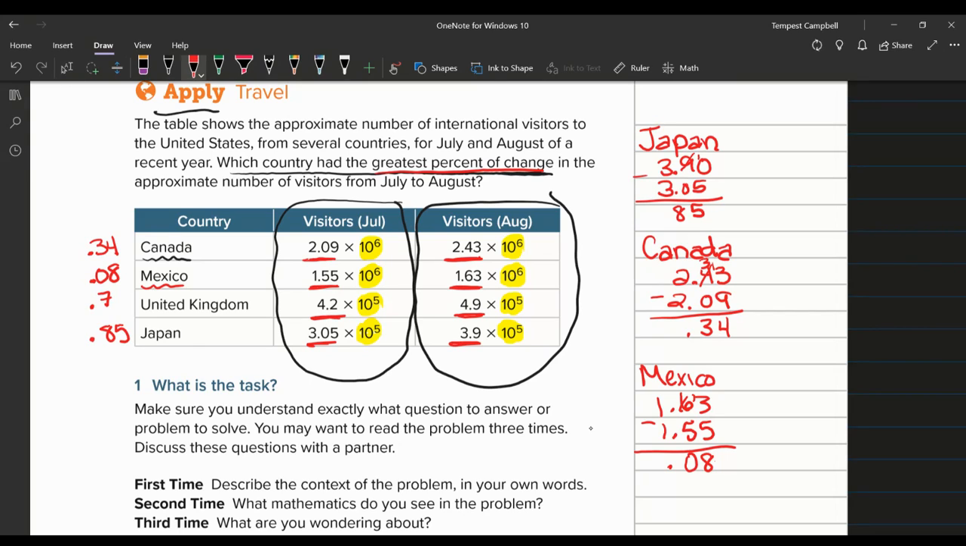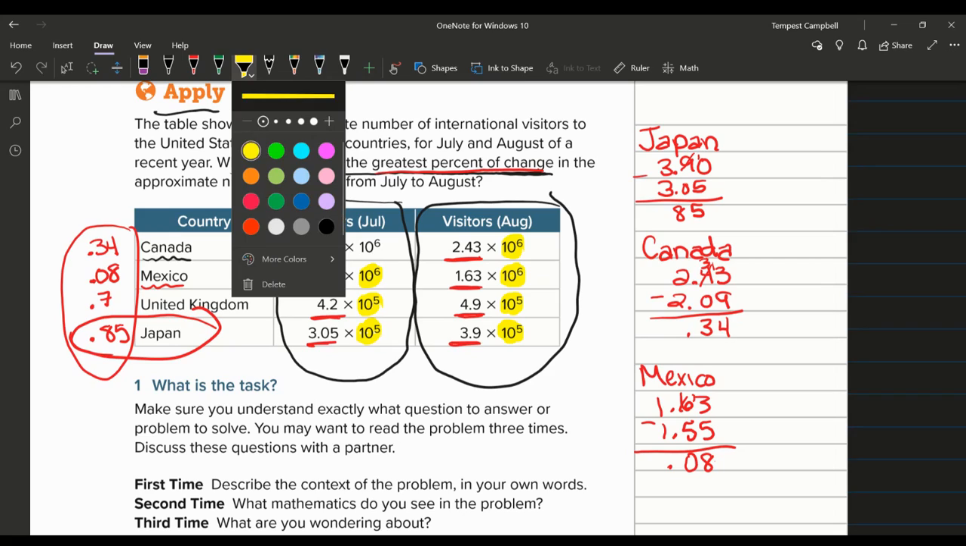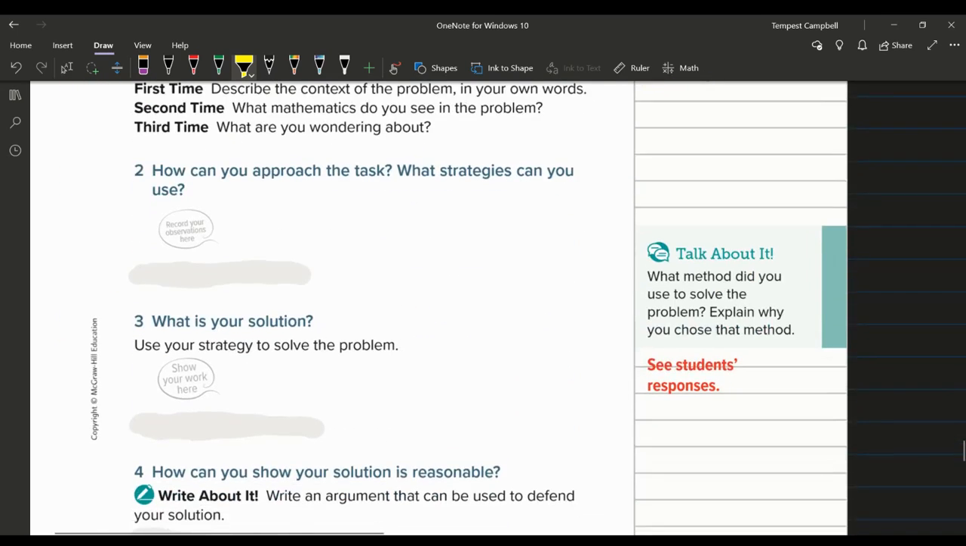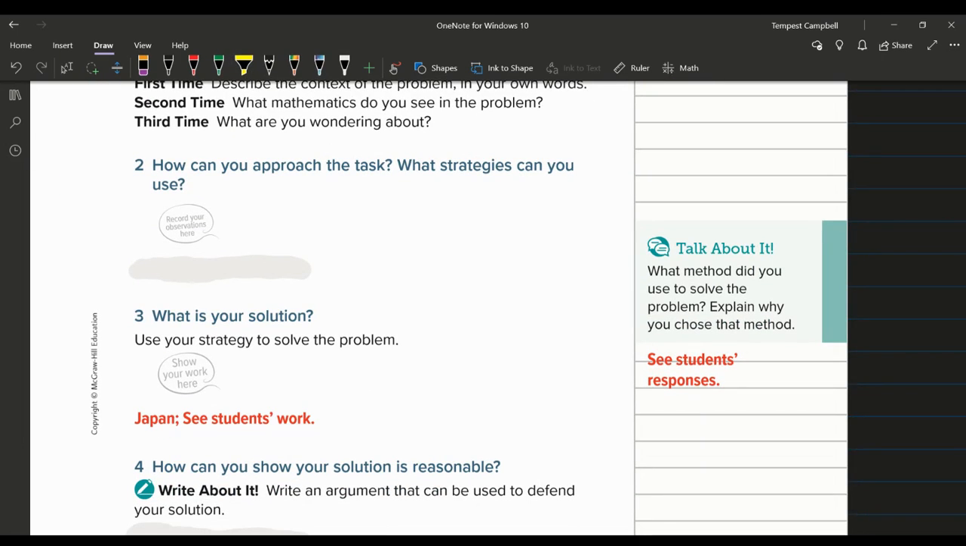Which one had the largest increase in visitors? Looking at these numbers here, that tells me that it's Japan. They had an increase of 0.85 times 10 to the power of 5. Oh no, I can't just look at that number. What else do I have to look at? No, because it's just asking the greatest percent of change. It doesn't matter how many people, it matters how many in relation to the people that were already there. So we are just looking at the difference. Let's check our answer. We do get Japan.